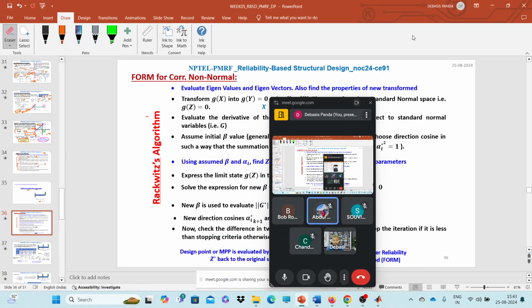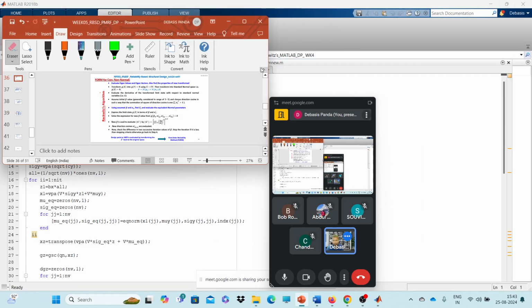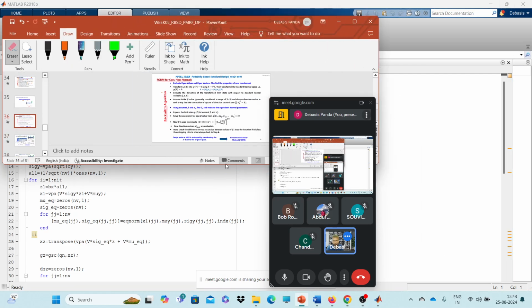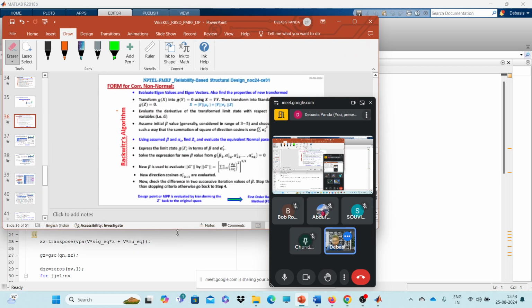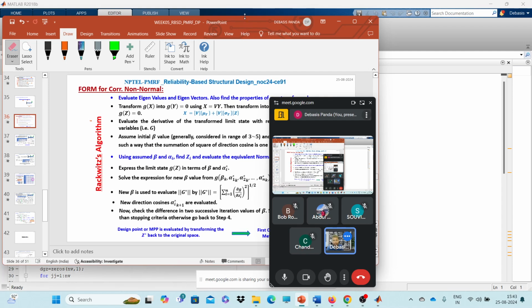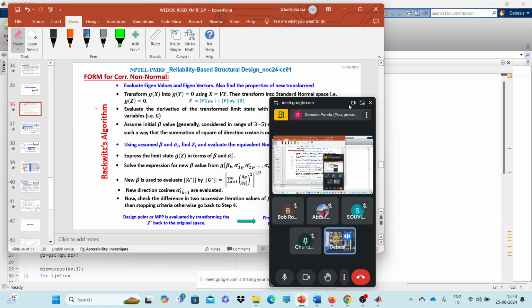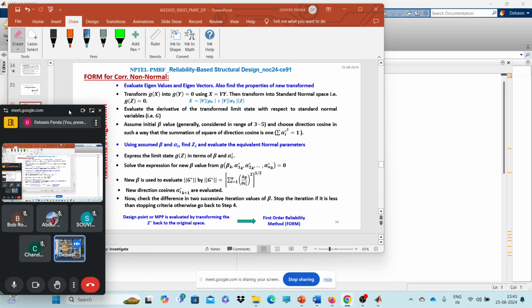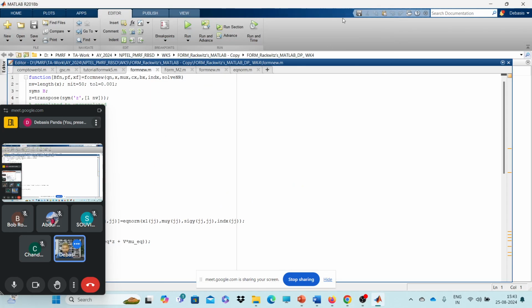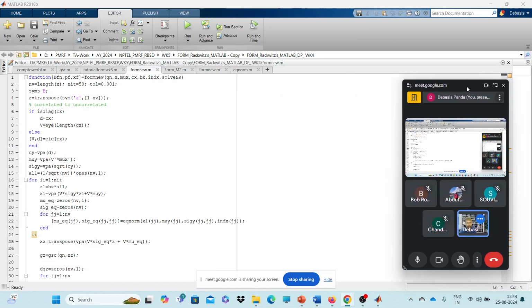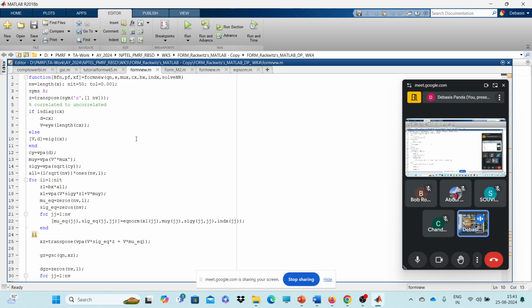Yes, okay. So our goal is to code this, or make a function file of this Rackwitz algorithm, right? So first, what we need to do is check whether our random variables are correlated or not. Here, this is the function file for the Rackwitz algorithm. So how does this function file go? Here I named it form new. You can name it differently, like Rackwitz algorithm, or any kind of name you can put here. But this name should be consistent while you are calling that function.